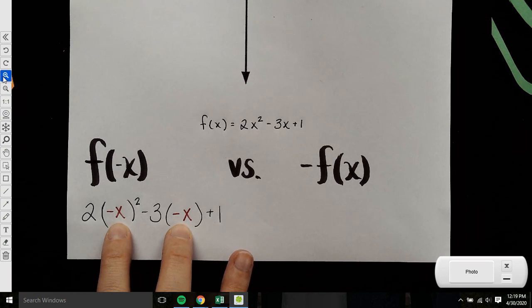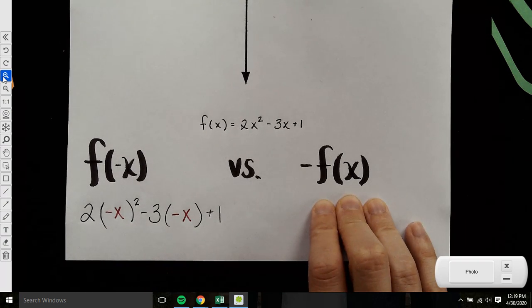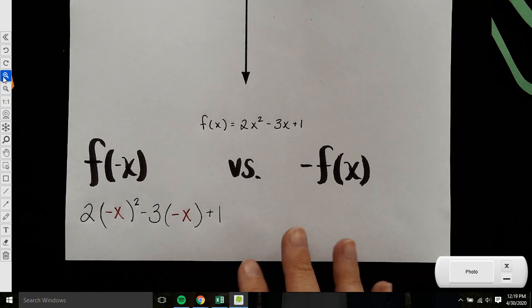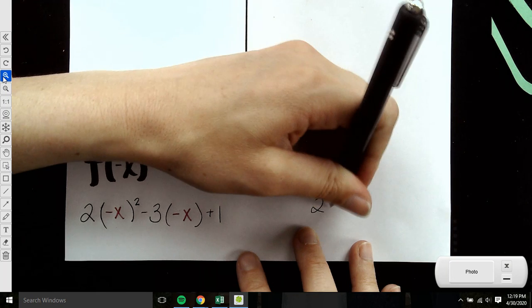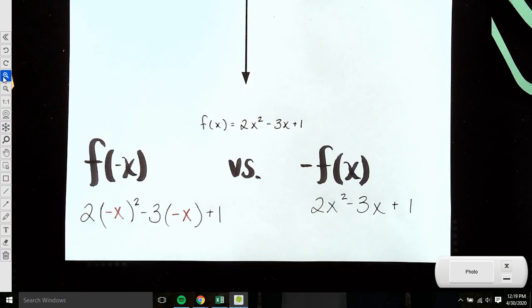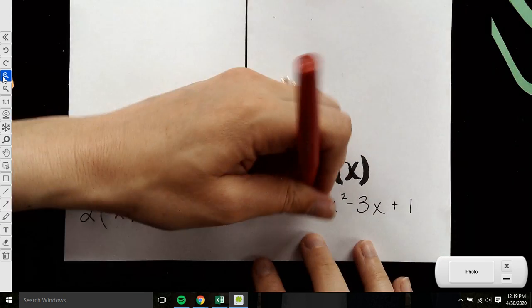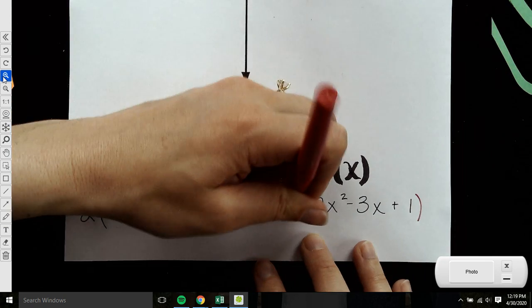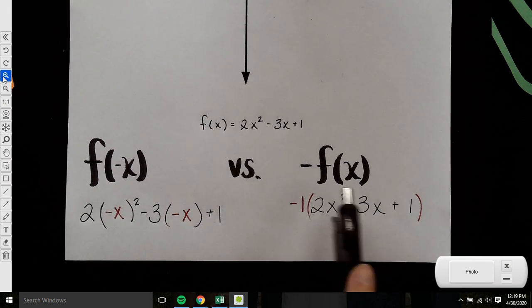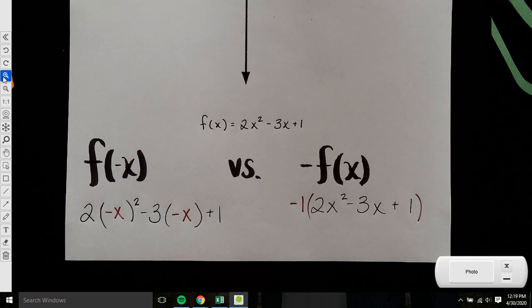On the other hand, when you have negative f of x, what that does is it takes the entire function, 2x squared minus 3x plus 1, and it multiplies it by a negative 1 out in front. So this one, you're applying the negatives within the function. Negative f of x means you're multiplying the function by a negative 1. I'm just going to quickly evaluate these so that you can see how that works.